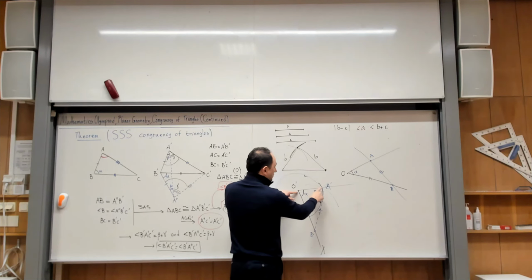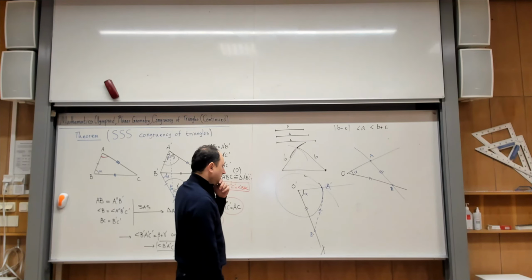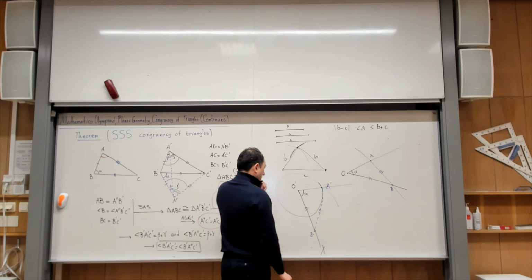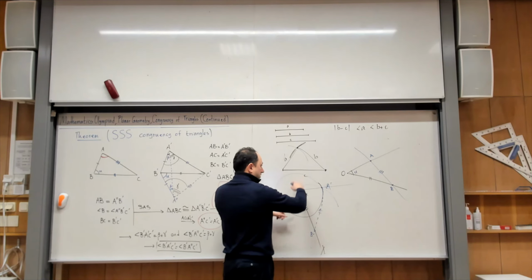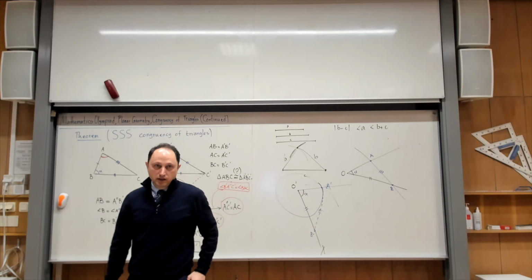So why is O prime A prime equal to OA? Why is that? Because we created A prime. Yeah, because by that the circle, radius, yes, is also, so that's correct. So these two triangles are congruent using side, side, side.